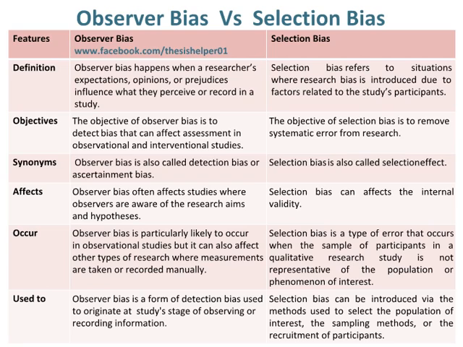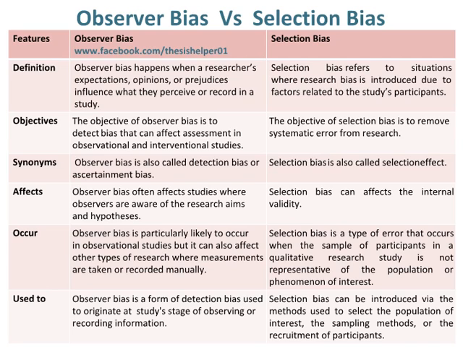The objective of observer bias is to detect bias that can affect assessment in observational and interventional studies. Whereas, the objective of selection bias is to remove systematic error from research. Observer bias is also called detection bias or ascertainment bias, whereas selection bias is also called selection effect.